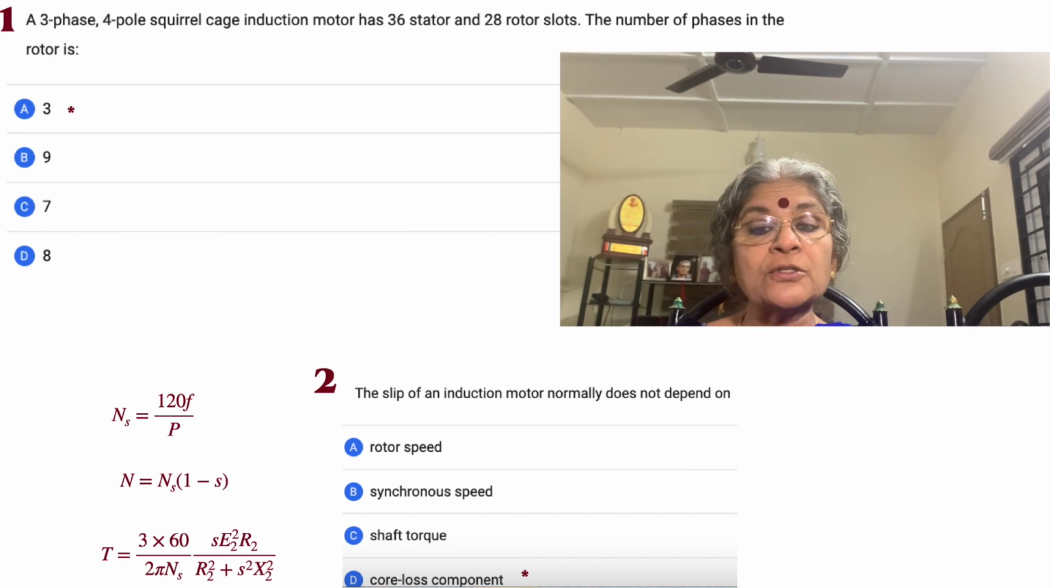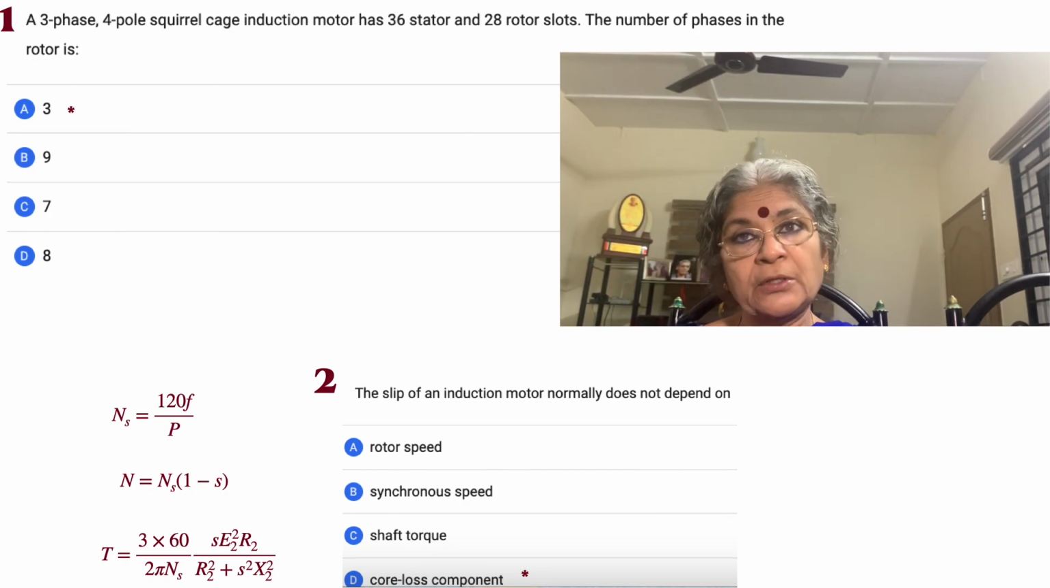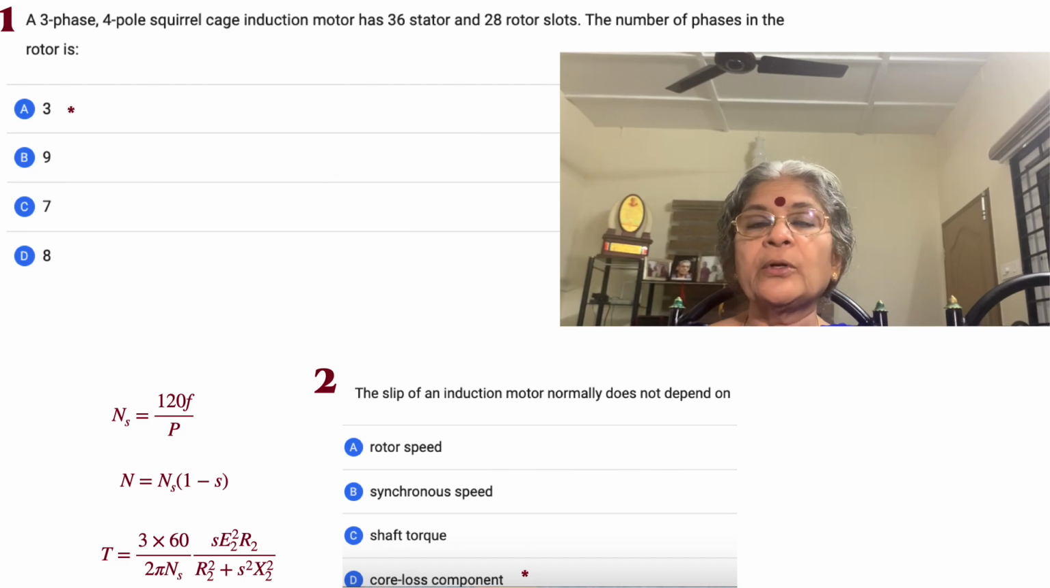Shaft torque, yes, because torque is proportional, via the equation, to s, or proportional to 1 by s depending upon the speed of operation. And then of course core loss component, no, it's not dependent on the core loss component. Core loss component depends upon the voltage, and that is square. Let's move to the third question.